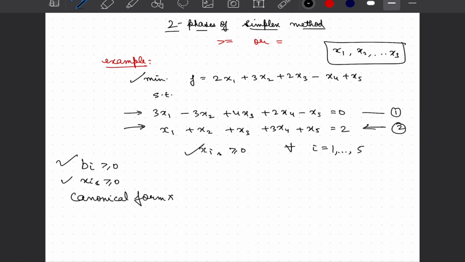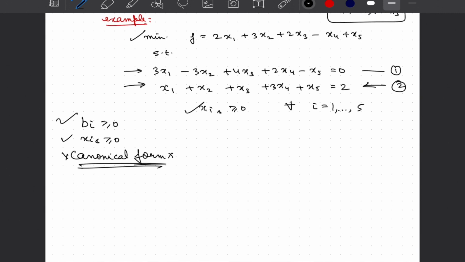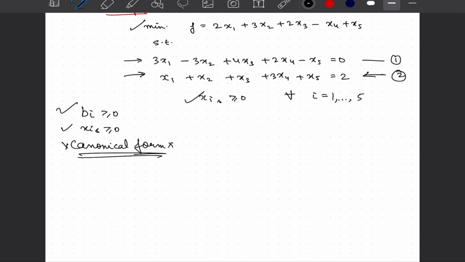Now, to begin simplex method, third requirement is not met. So we will start to identify how we can bring this system into canonical form. To do that, we will introduce two artificial variables, and we will represent these artificial variables by y1 and y2. So if we introduce an artificial variable y1 here and 0 y2 here, plus 0 y1 here and y2 here, we have introduced y1 and y2 as two artificial variables in each of these equations.